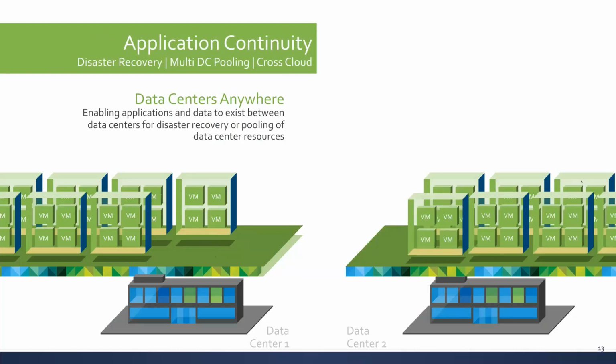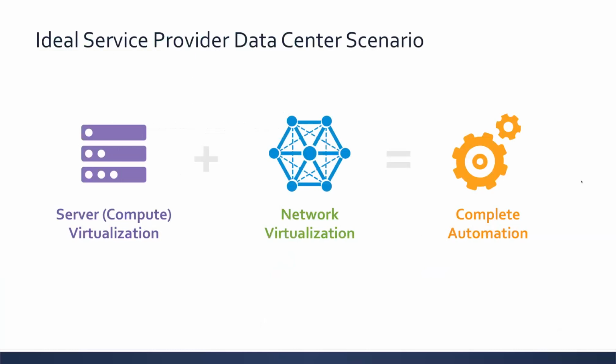The more seamless the environment can adapt to anything, the more resilient it can be in ensuring application continuity. I mean, from a disaster recovery perspective, or multi-DC pooling, or even a cloud perspective, this is phenomenal. We get to move workloads in between data centers and ensure that the policies and everything are where they need to be, so that we constantly support the environment. And at the end of the day, that's all we want to do. So ideally, if we have the server compute virtualization, and then we now adopted the network virtualization, we have complete automation. We literally have complete automation.